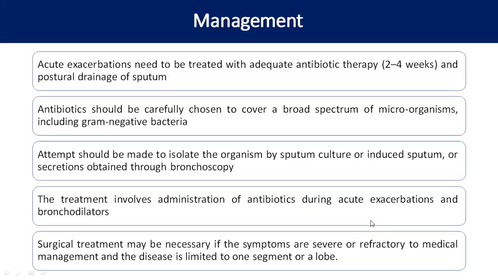How to manage? Acute exacerbation needs to be treated with adequate antibiotic therapy, and the duration may be prolonged, up to 2 to 4 weeks, along with postural drainage of the sputum. So chest physiotherapy is a very important part of management of bronchiectasis. Antibiotics should be carefully chosen to cover a broad spectrum of microorganisms, including gram-negative as well. Attempt should be made to isolate the organism by sputum culture, induced sputum, or bronchoscopy.